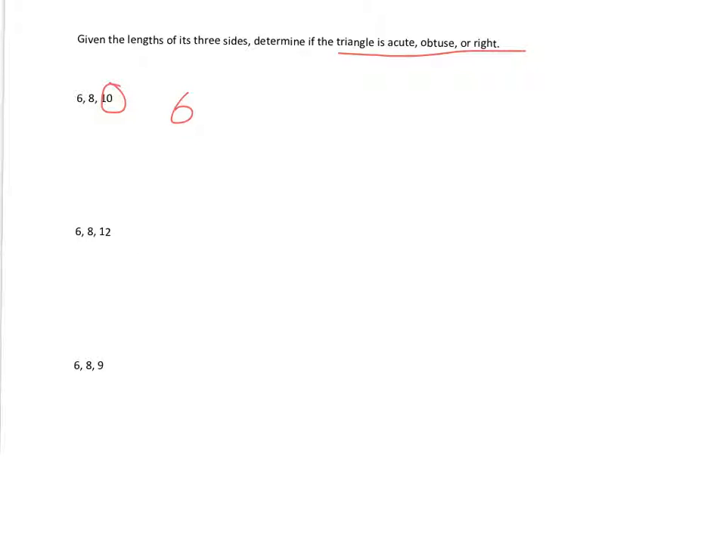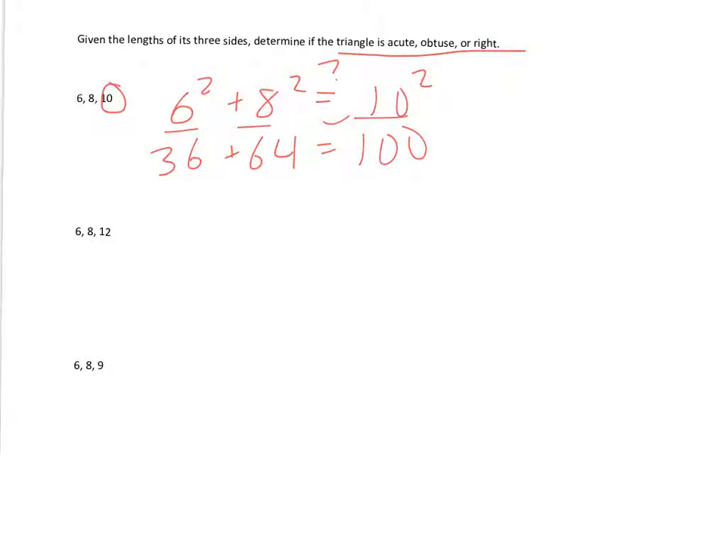So we're going to do 6 squared plus 8 squared equals 10 squared, question mark, does it? 6 squared is 36, and 8 squared is 64. And 10 squared is 100, this is absolutely true. So this squared plus this squared equals this squared. This should look familiar. This is something that is true of a right triangle.